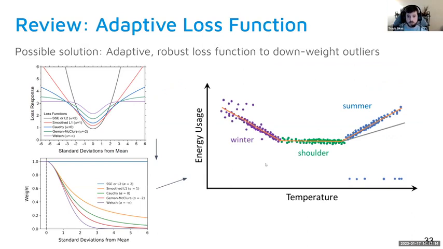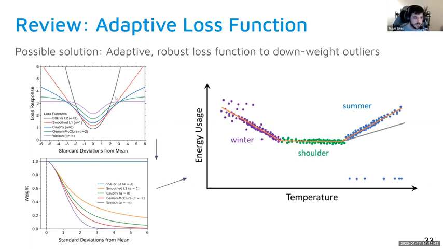So now the next thing to review would be the adaptive loss function. CalTrack 2.0 is based off of ordinary least squares regression. There is the possibility that a better way to approach this would be not to just look at the sum of squared errors, which is what ordinary least squares regression is, but to instead allow the penalization to be adaptive.